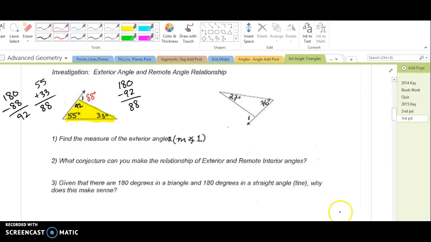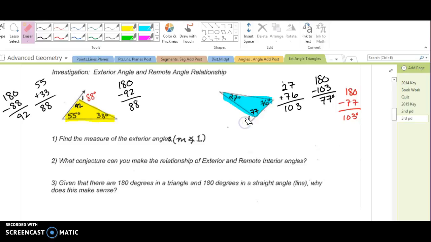Okay, let's do the same thing for our second example over here at the right. Again, all the angles in the triangle add up to 180 degrees. So 27 plus 76 is going to be 103. Then 180 minus 103 is going to give us 77 degrees. So we know that this angle is 77. Then we can use a linear pair: 180 minus that 77 is going to be 103.